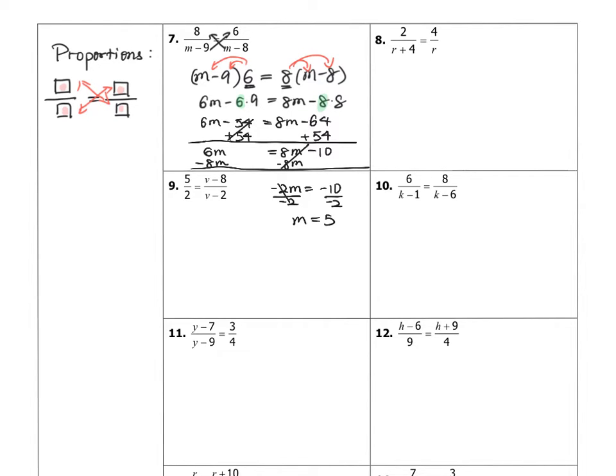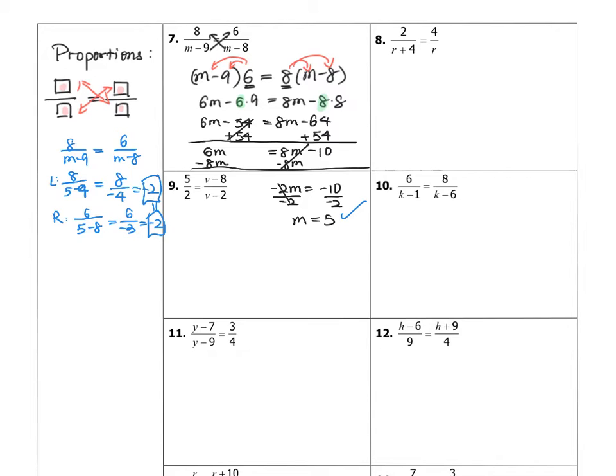If I want to double check, my original equation is here. I want to see if this is correct. So m equals 5. On the left-hand side, it's 5 minus 9, and that's 8 over negative 4. I have negative 2. On the right-hand side, I have 6 over m, which is 5, minus 8. So now my right-hand side and my left-hand side equal each other. This checks out. That's the complete process.